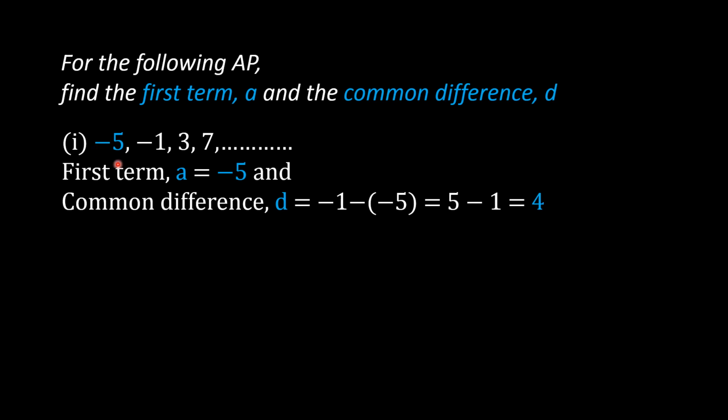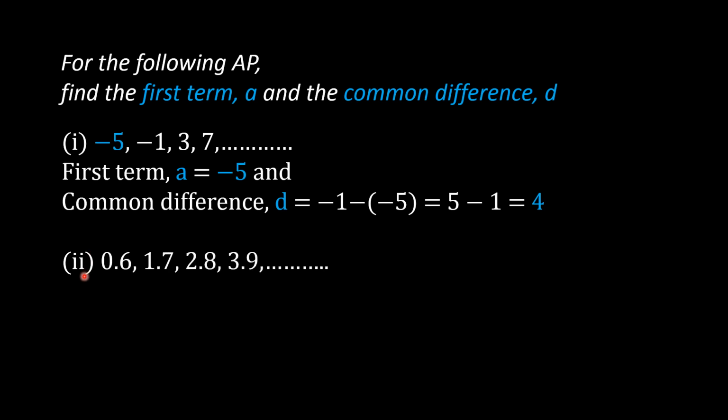So it will be minus of minus 5, which will be 5, minus 1, it will be 4. So the common difference D is 4.